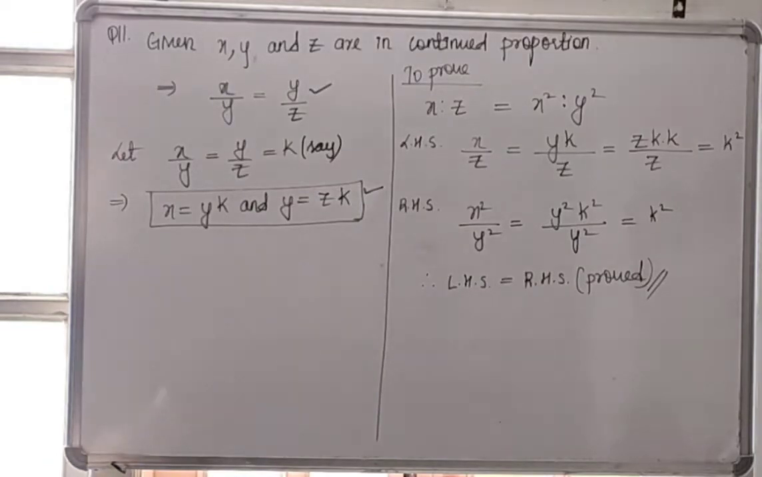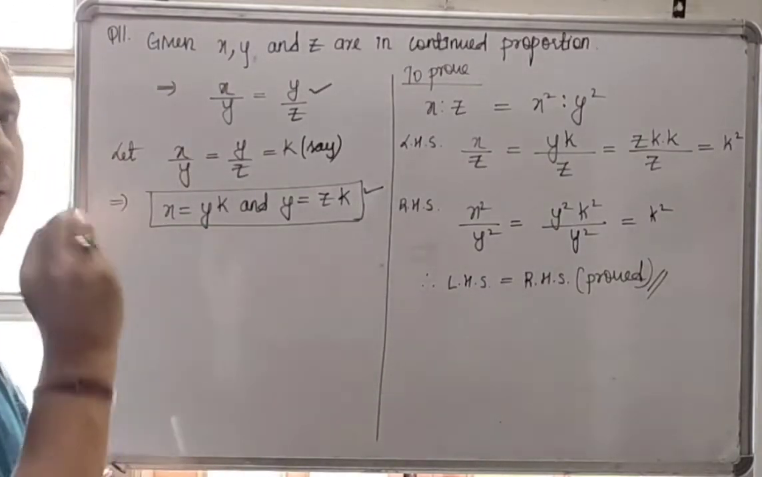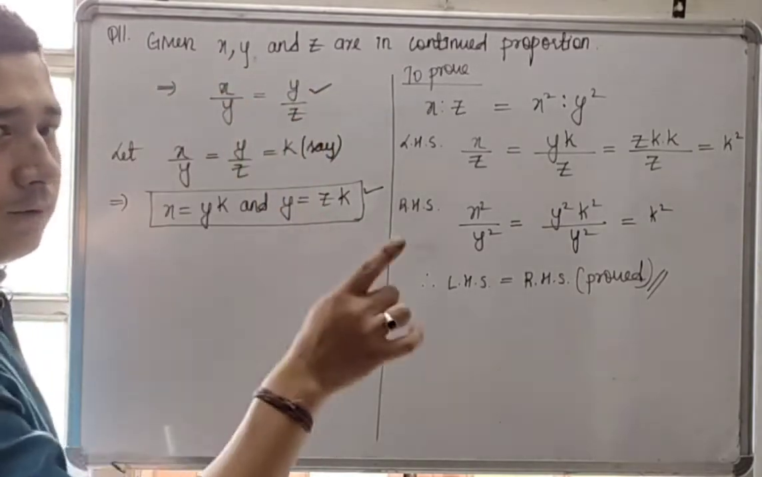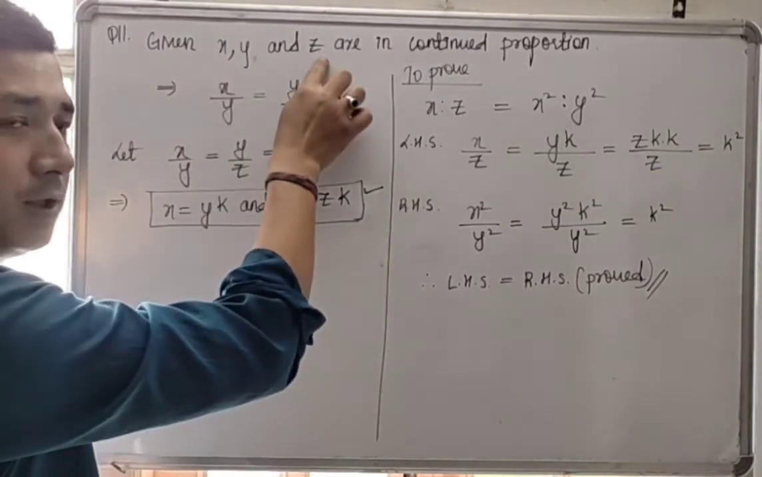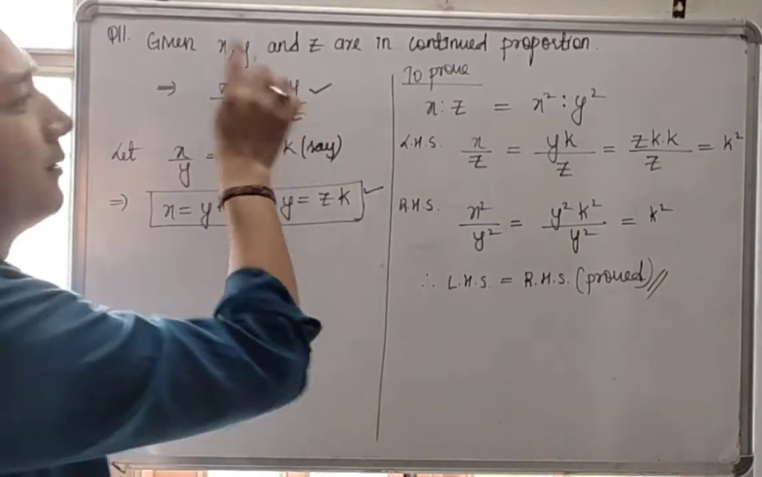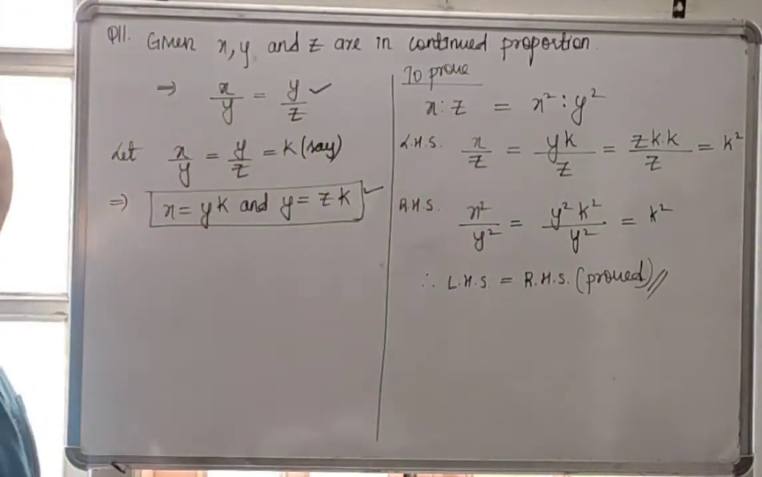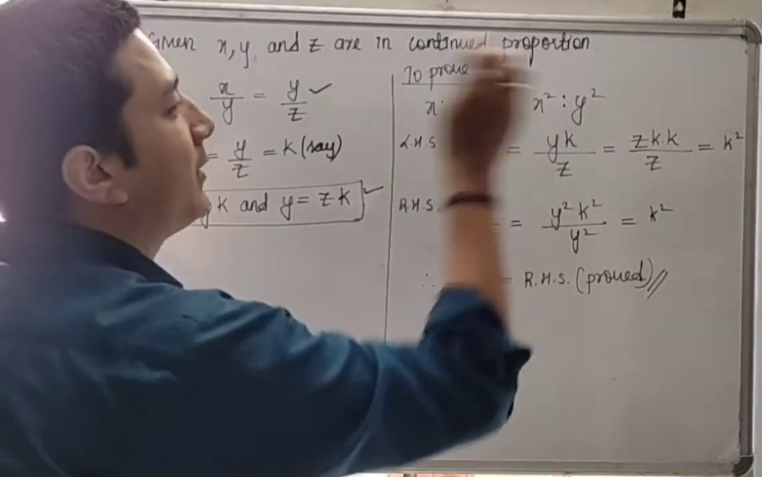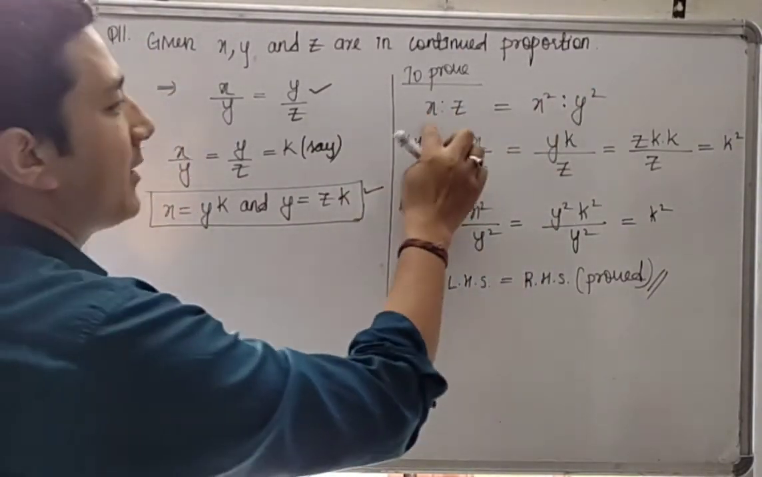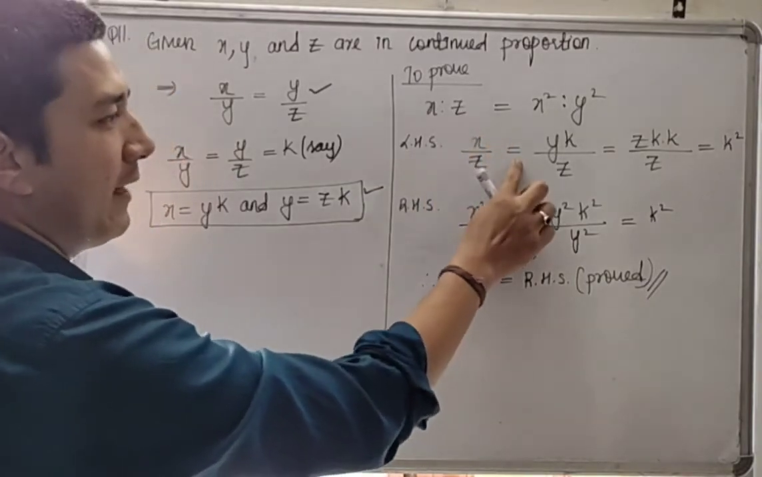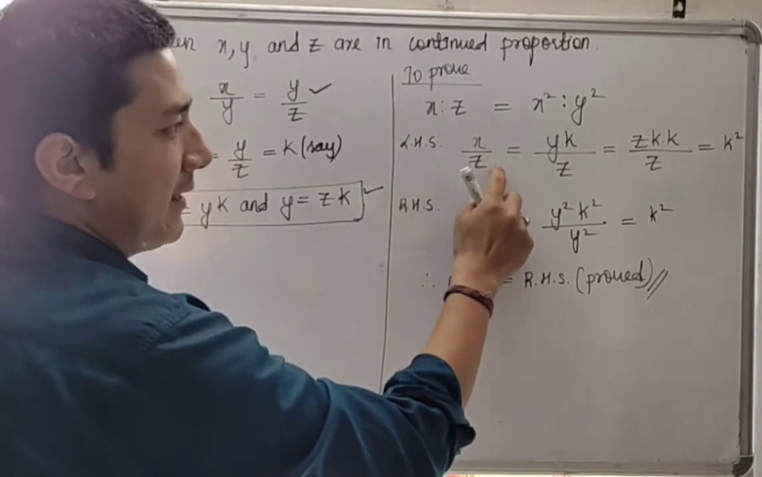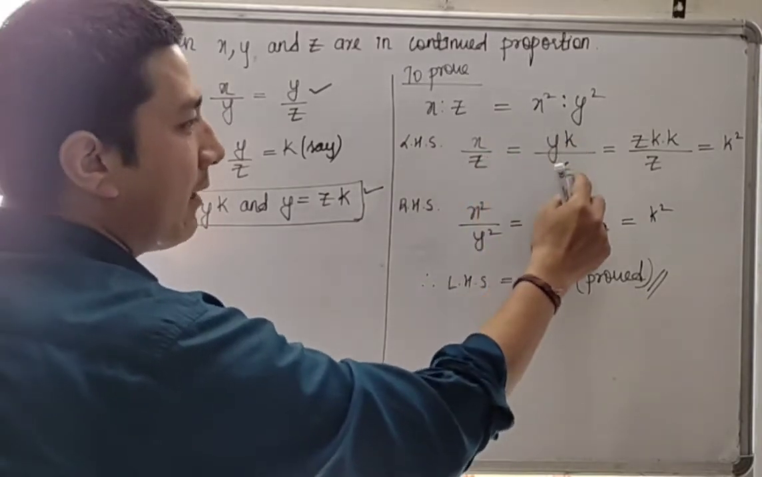The question says that we have to prove that the ratio of first to third, that is x to z, is the duplicate ratio of first to second. So let's start with LHS. LHS is x by z. You put the value for x. What is x? yk. So x by z is equal to yk by z.